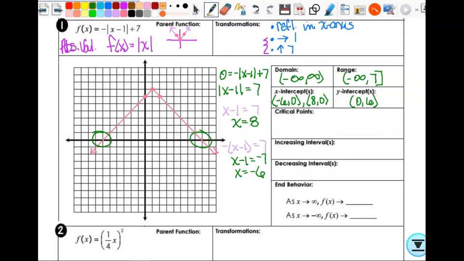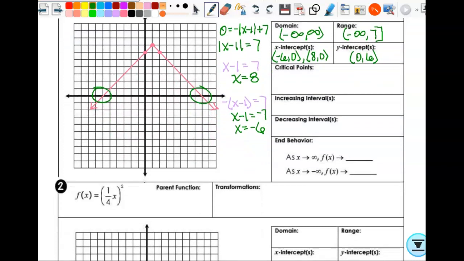Do I have any critical points? Yes, I have an absolute maximum, and that is at 1, 7. Am I increasing anywhere? Yes. I start at negative infinity and go to what? 1, because I put the x value. Then I start decreasing at 1 and go to infinity.